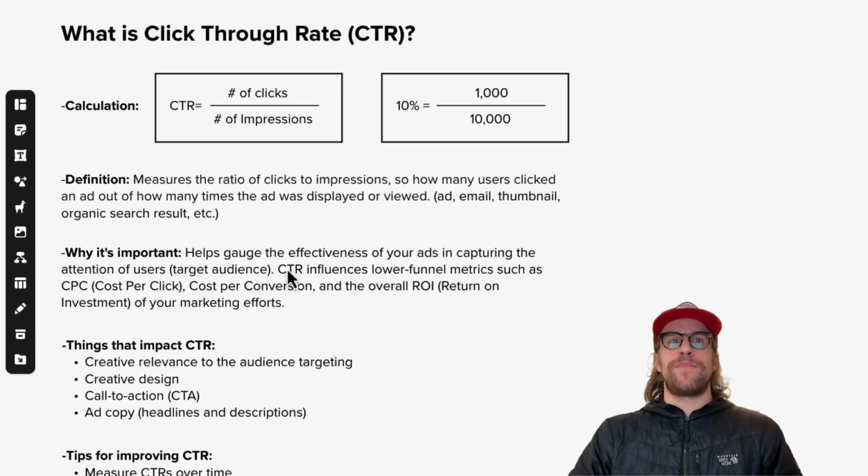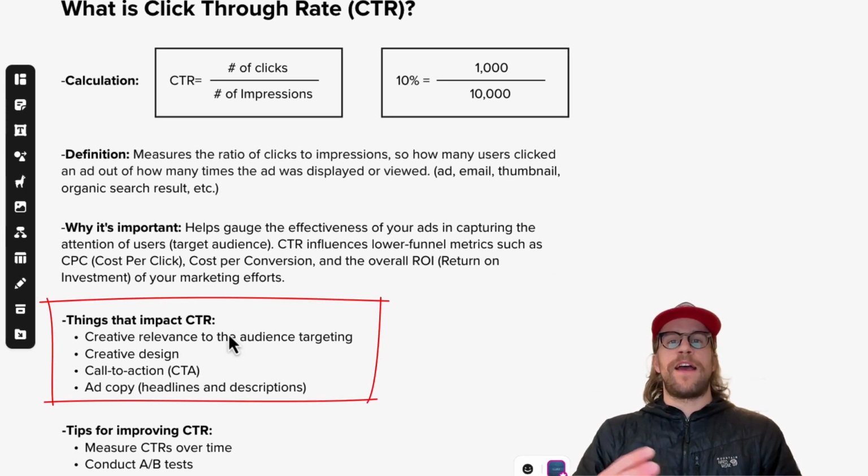The things that impact click-through rate in terms of advertising, on LinkedIn, Google Search, Google Display, are going to be how relevant your ad is to the audience targeting. If you're targeting a keyword on Google Search and in your ad copy your headlines don't really match the term that you're targeting and aren't relevant, that's going to impact your click-through rate. You're going to have a lower click-through rate just because it's not matching or similar to what someone's searching and isn't relevant to that user.